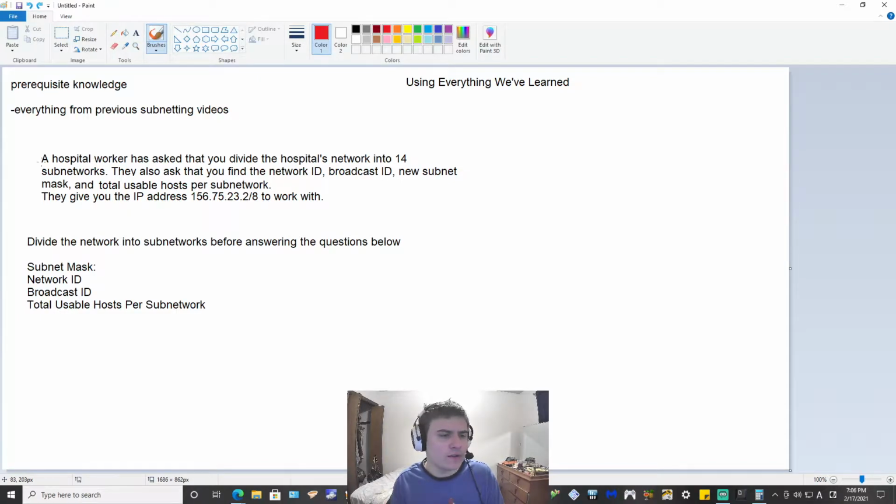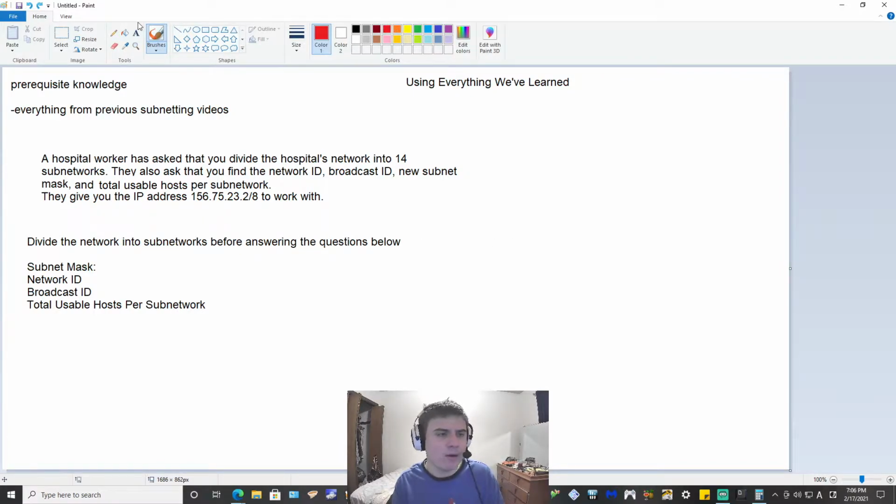So our question says, a hospital worker has asked that you divide the hospital's network into 14 subnets. They also ask that you find the network ID, broadcast ID, new subnet mask, and total usable hosts per subnetwork. They give you the IP address 156.75.23.2/8 to work with. Divide the network into subnetworks before answering the questions below. So we're going to be doing that first.